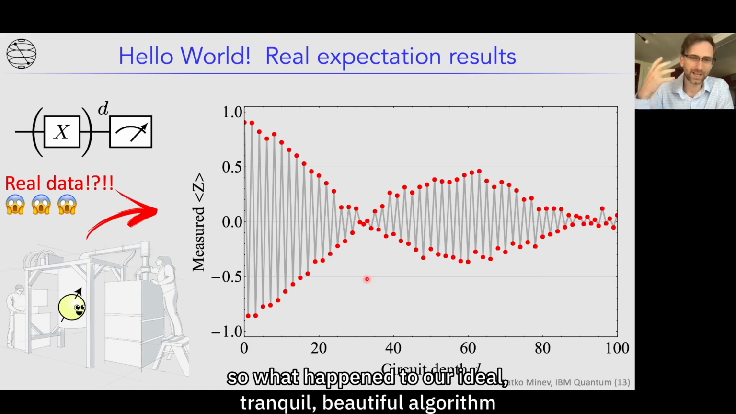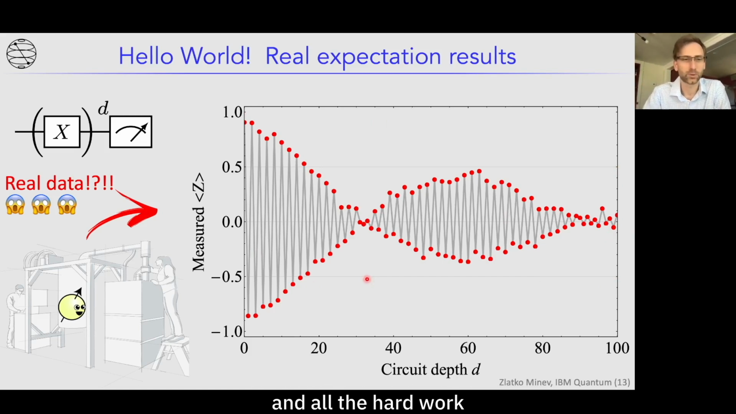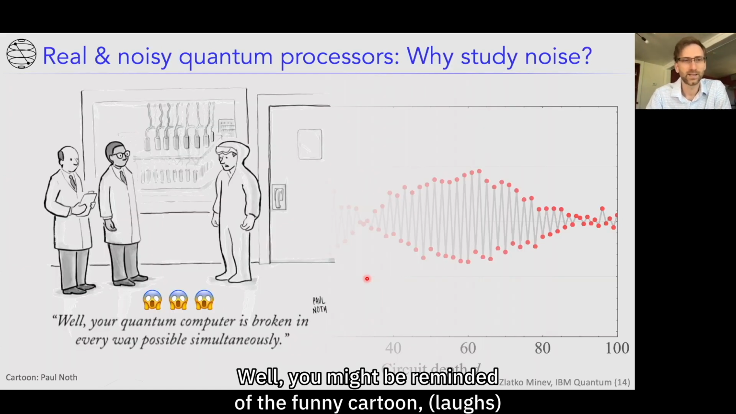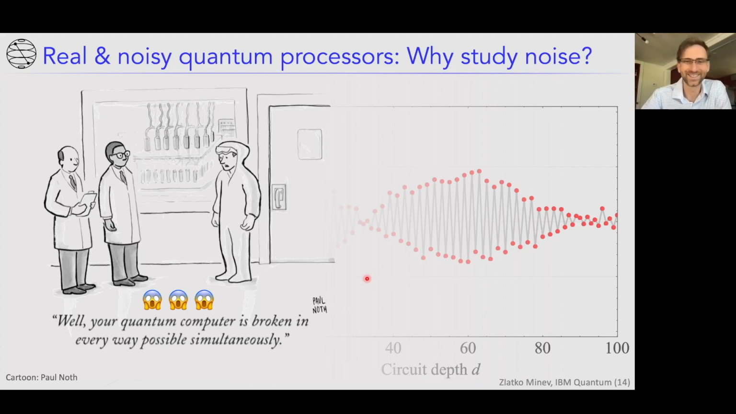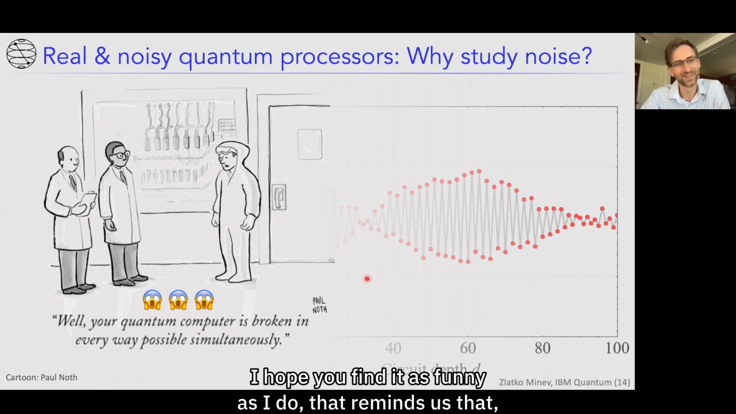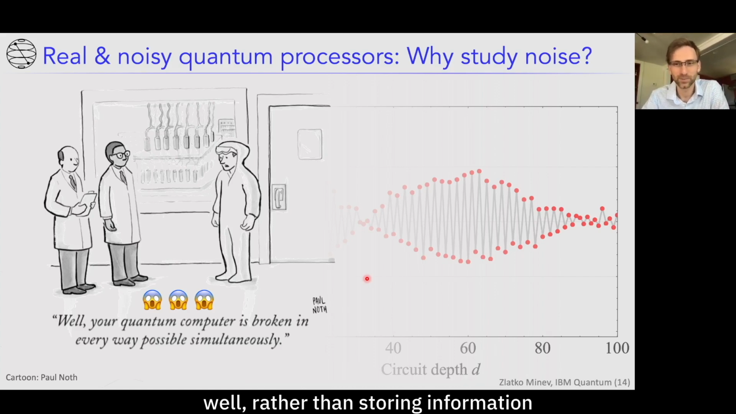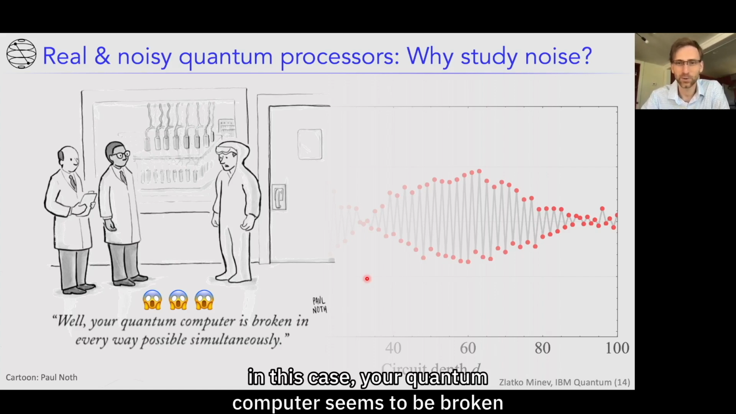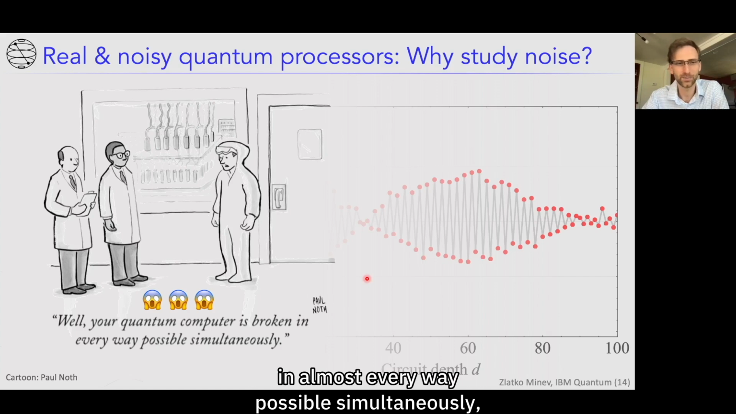So what happened to our ideal, tranquil, beautiful algorithm and all the hard work we put into calculating -1 to the power of d? Well, you might be reminded of the funny cartoon. I hope you find it as funny as I do. It reminds us that, rather than storing information in every way possible simultaneously, in this case your quantum computer seems to be broken in almost every way possible simultaneously.